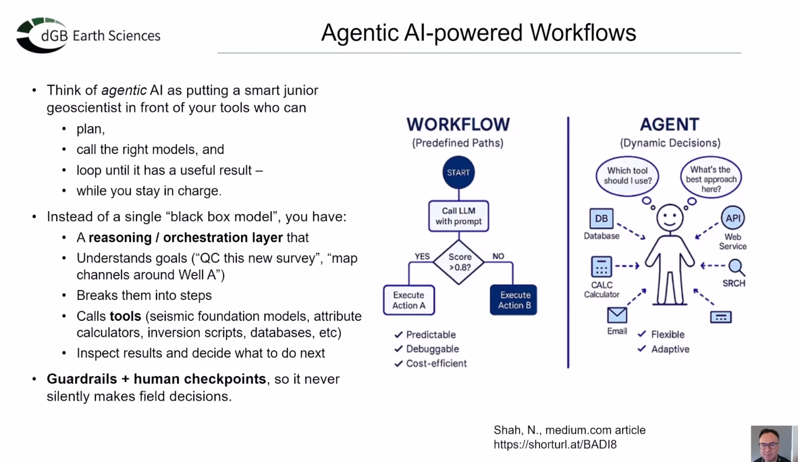And so instead of a single black box model, we have a reasoning orchestration layer that understands the goals, such as QC this new survey, map channels around well A, and so forth, breaks those into steps, and then calls tools in the order that we need to call them to do what's next. And of course, we always need guardrails and human checkpoints, so it never silently makes field decisions. And this is really an interesting new way of working, and it's probably the way that machine learning, AI, is really going to change the way we work at the office on a daily basis.